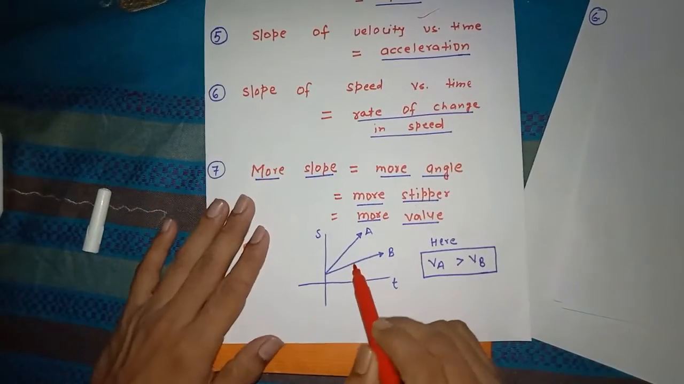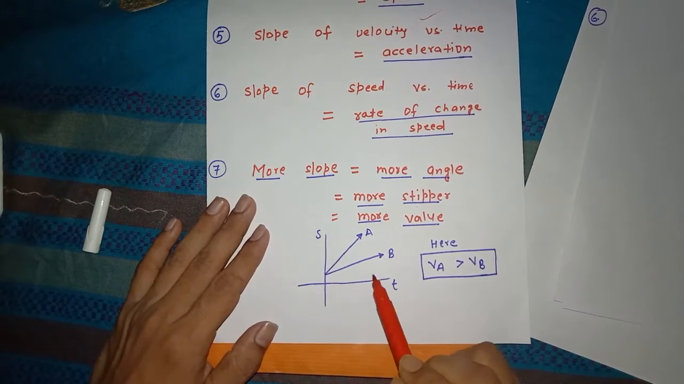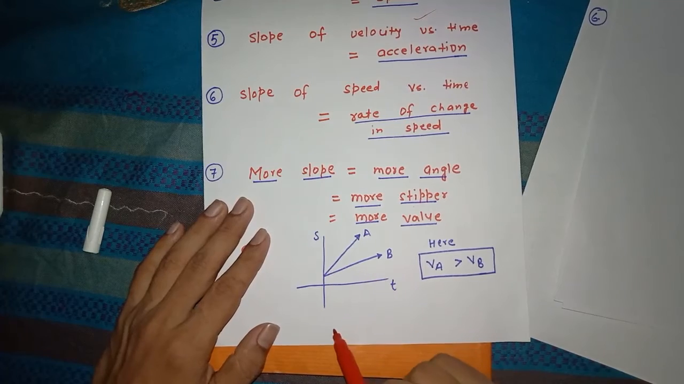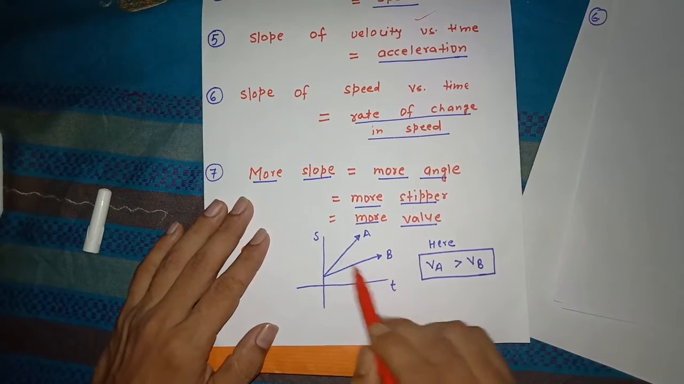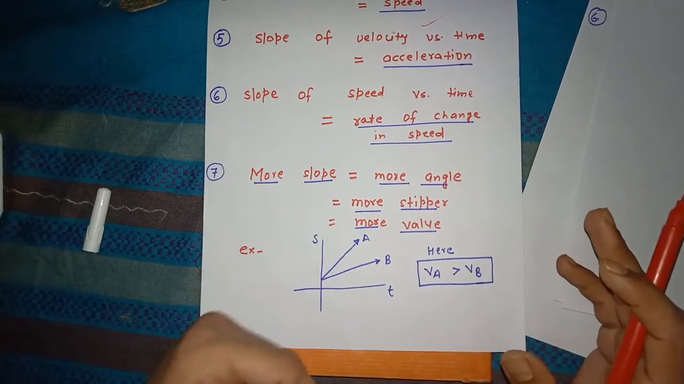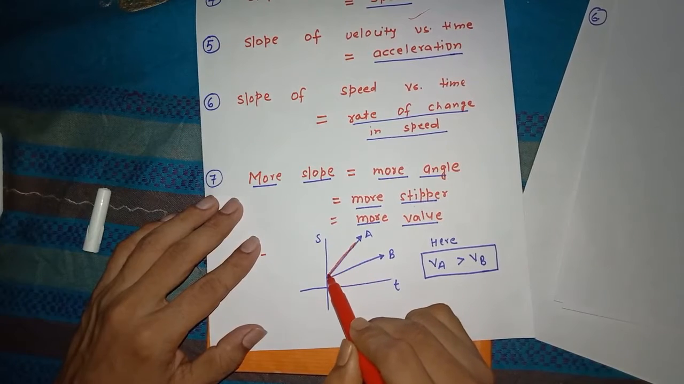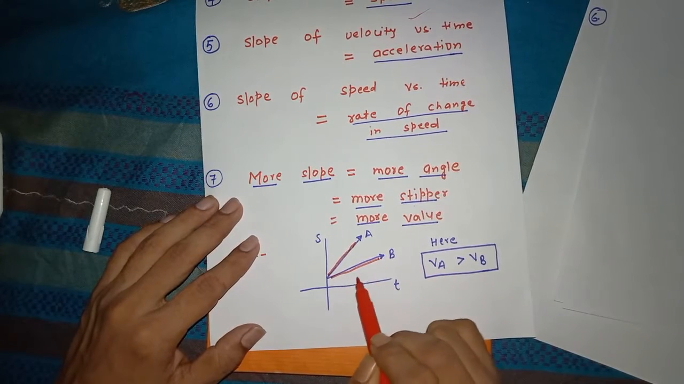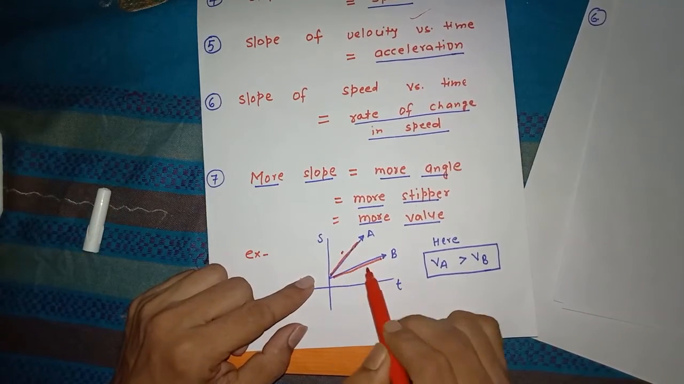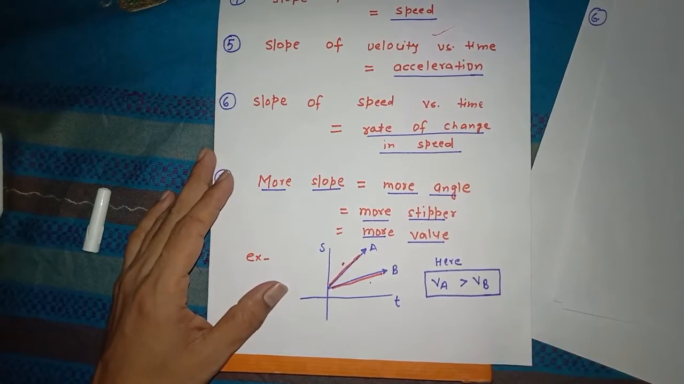Here I give you an example. I have drawn two situations on the same ST graph. Here the first situation is like this, and the second situation is like this. In which situation can you say the velocity is maximum, in A or B? You can easily say that here its slope is higher than this. That's why the slope of the ST graph gives velocity. It means it has a higher velocity than this. Have you got my point?